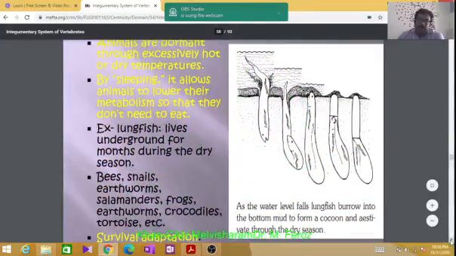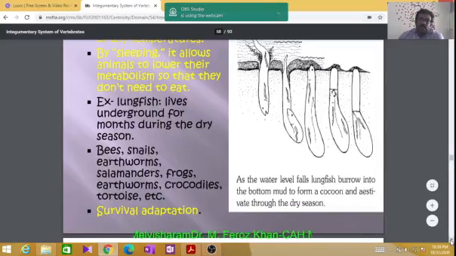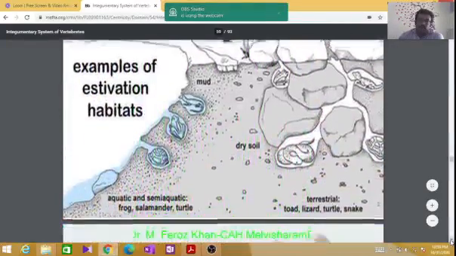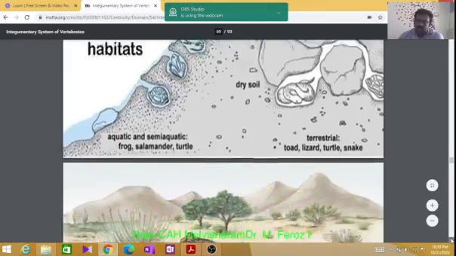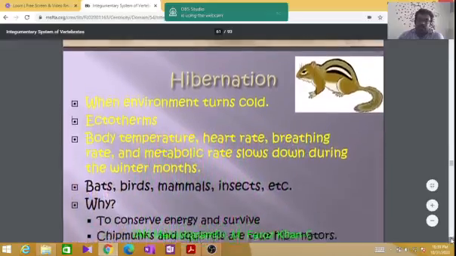Then comes estivation. It's a dormancy through excessive hot and dry temperature. It's a sleeping. Example, lungfishes. They live underground for months during the dry season. Bee, snail, earthworm, salamander, frogs, crocodile, they also survive by this adaptation. See, this is an example of an estivation habitat. Frog, turtle, lizards, snakes, fishes. See, certain frogs.